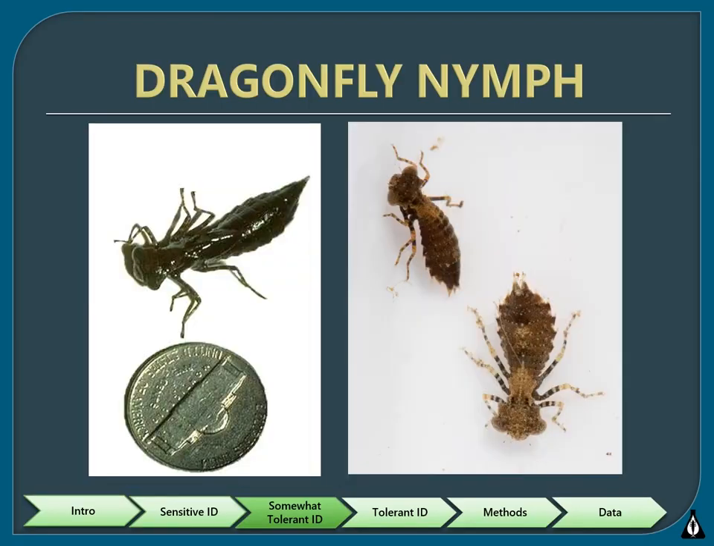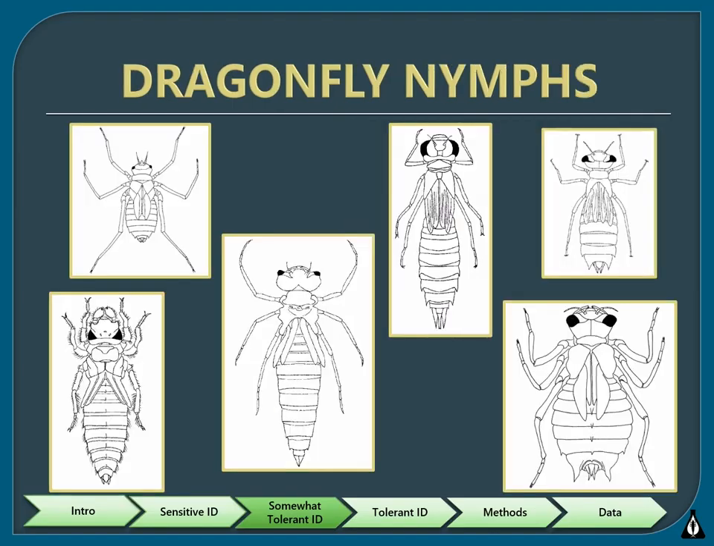Dragonfly nymphs can vary in size and shape. These are a couple smaller species of dragonfly. Here are drawings that show other shapes of dragonfly nymphs. The key identifying characteristics is the lack of tail and gills and the leaf-like shape of the abdomen.